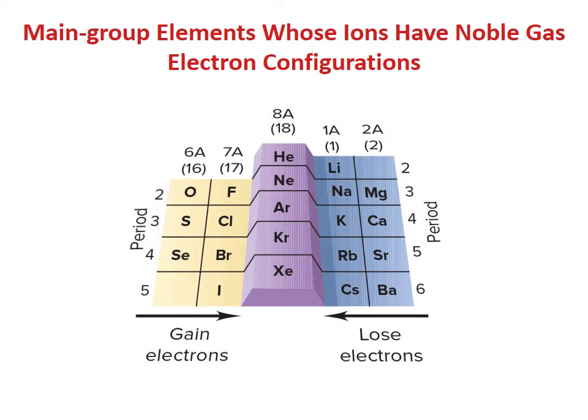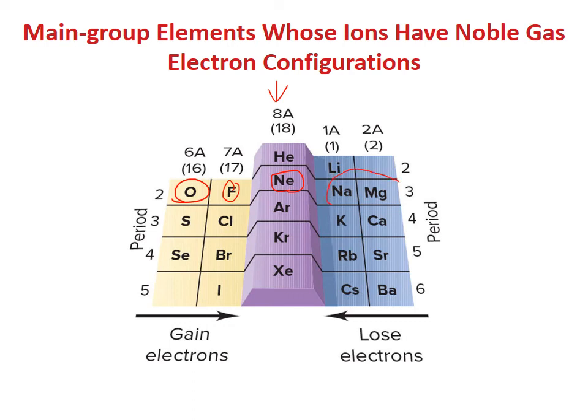This diagram shows the main group elements whose ions have noble gas electron configurations. So these are the noble gas elements, and let's use neon as an example. Neon is in the second period, and oxygen has 2 electrons less than neon, so it will gain 2 electrons to be isoelectronic with neon. Fluorine has 1 less electron than neon, so it gains 1 electron to become fluoride, which is isoelectronic with neon.